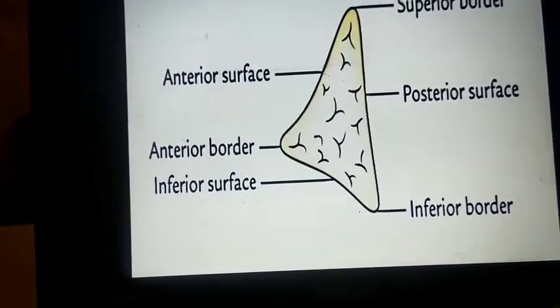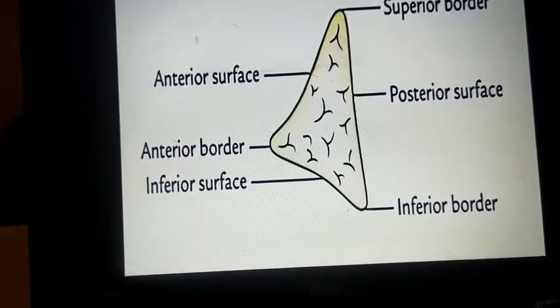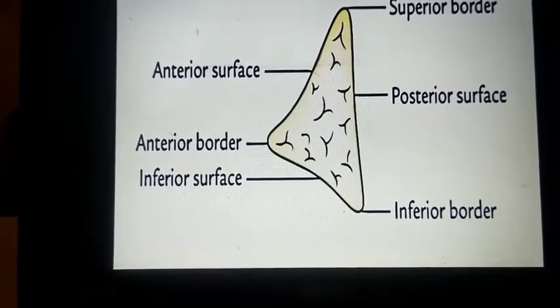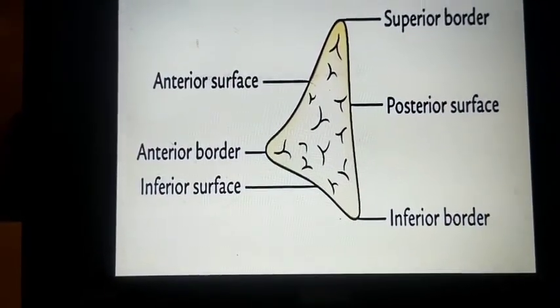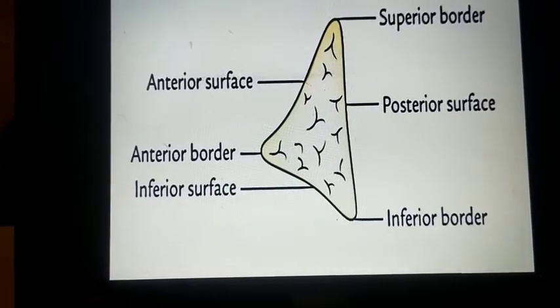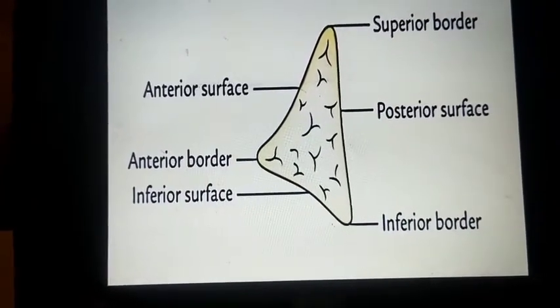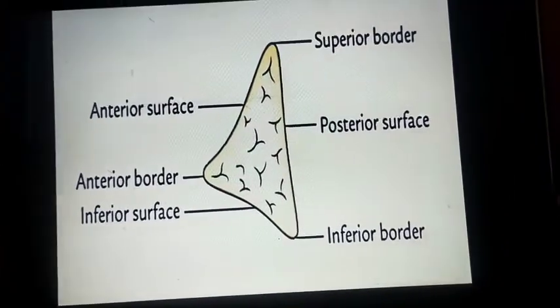And the superior border connects with the celiac artery, common hepatic artery, and splenic artery. And the inferior border relates to the superior mesenteric vessels.